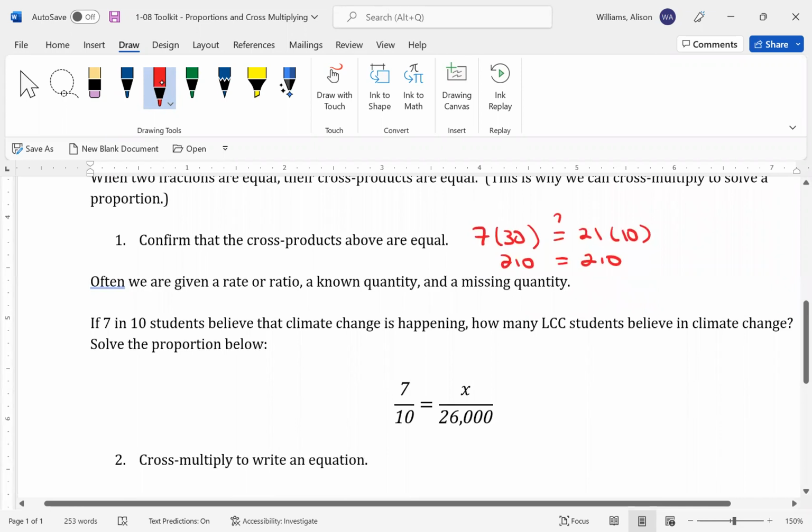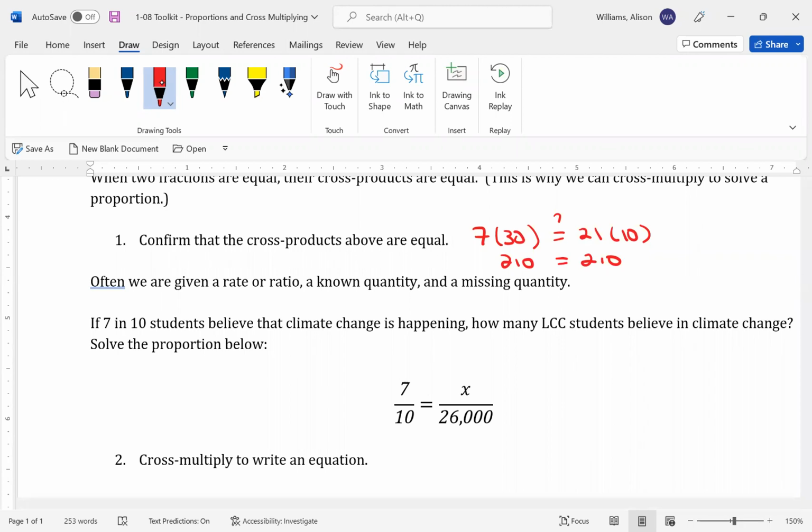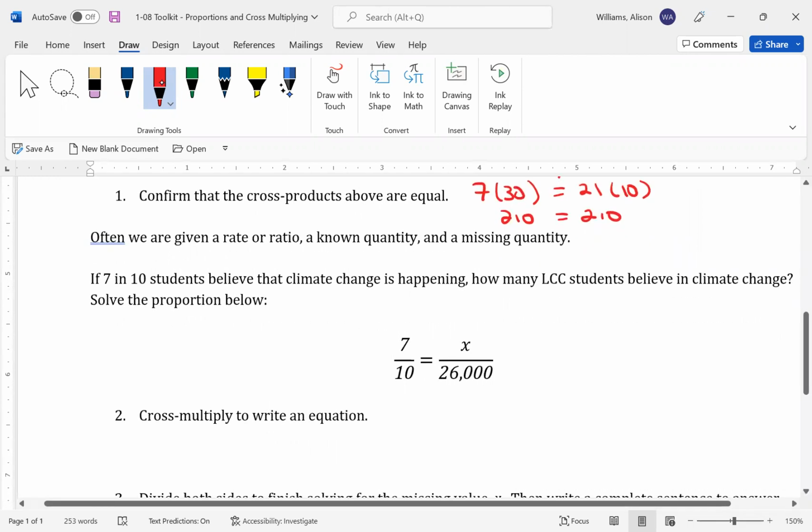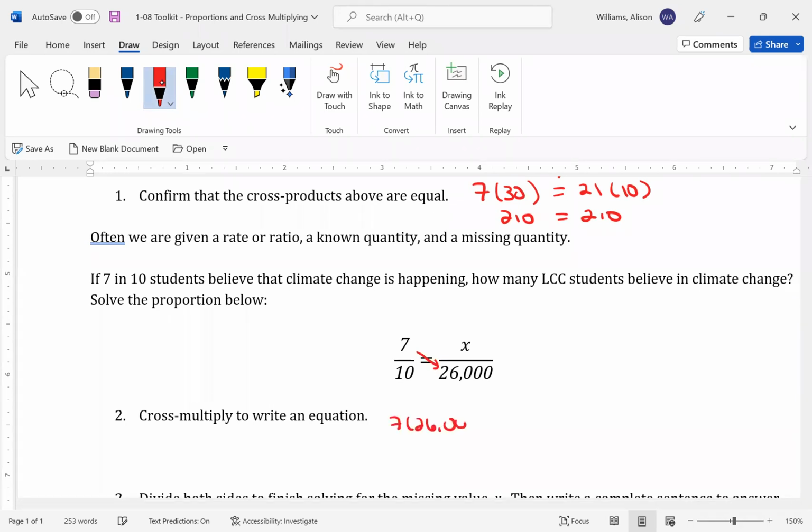So if 7 in 10 students believe that climate change is happening, at LCC, this is Lane Community College, let's see how many of those students would believe climate change is happening. So they created an equation based on the 7 out of 10 and compared it to the 26,000 students that attend Lane Community College. Okay, so cross multiply this equation. So 7 times 26,000, and the other one is 10 times x, which I'll just write as 10x.